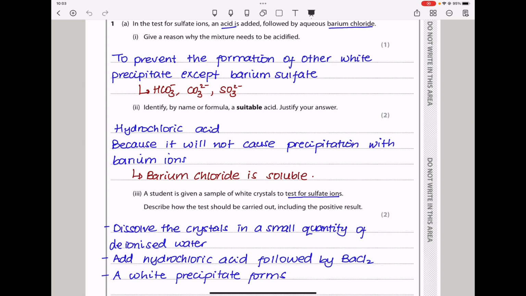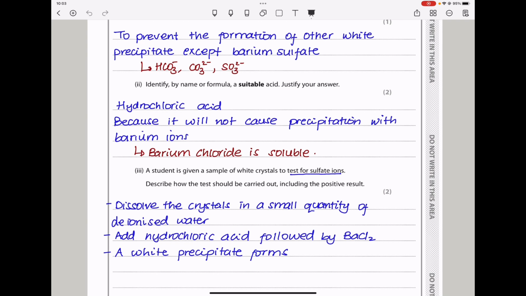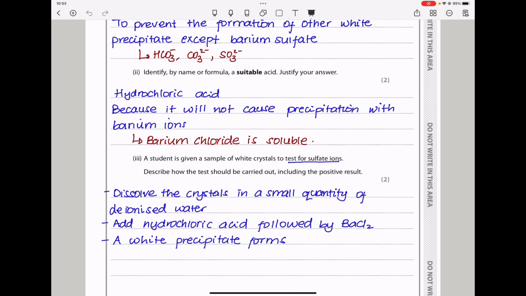In the next part, identify by name or formula a suitable acid and justify your answer. Because they use barium chloride, I wrote hydrochloric acid should be used because it would not cause a precipitate with barium ions. Remember, all chlorides are soluble except those of silver and lead.